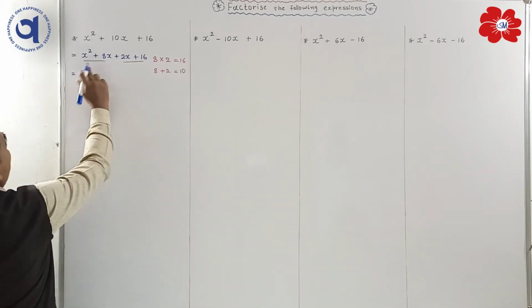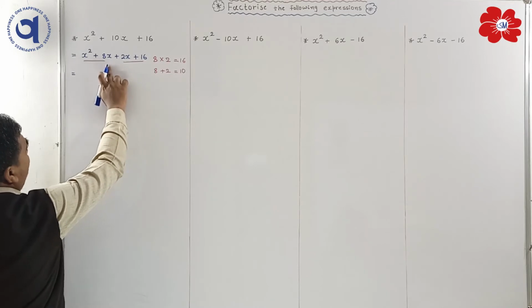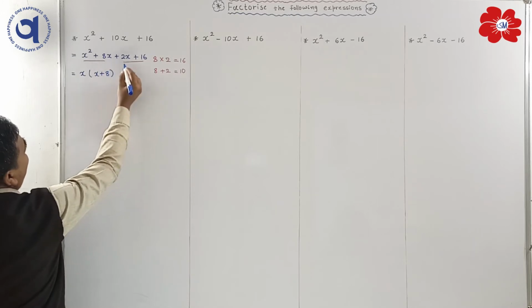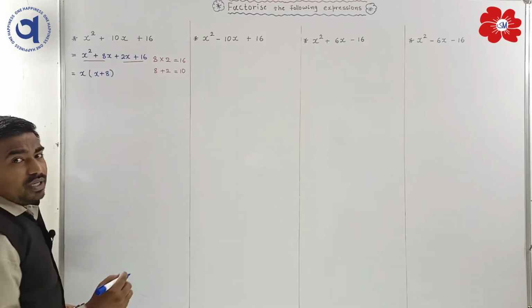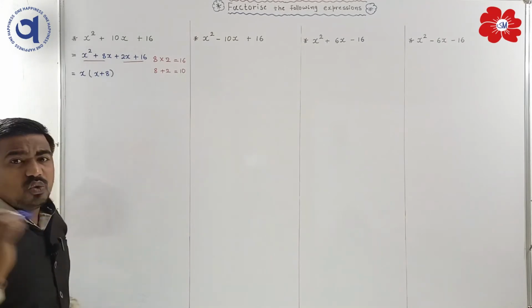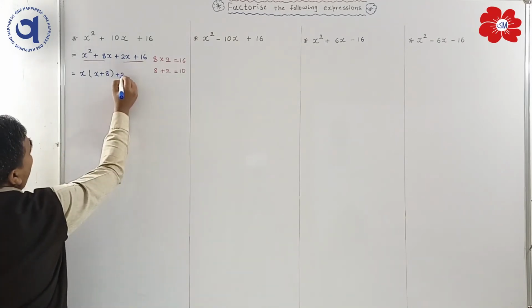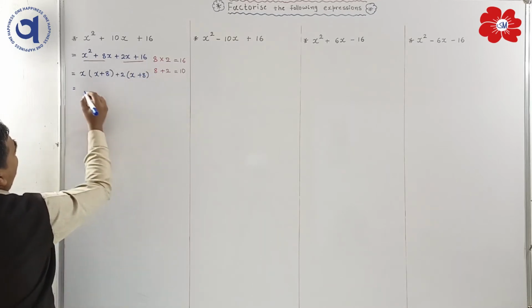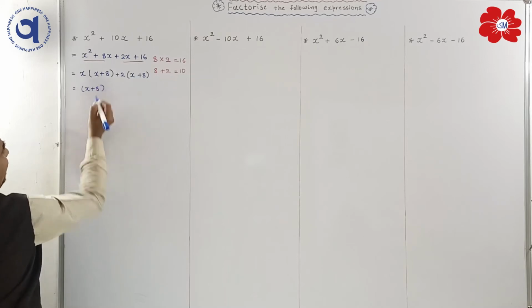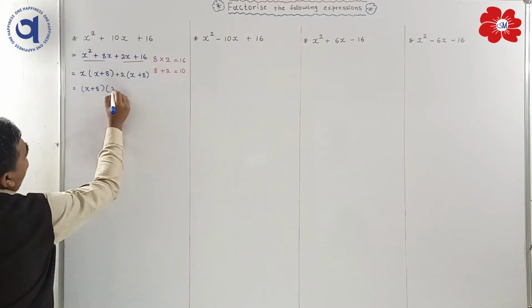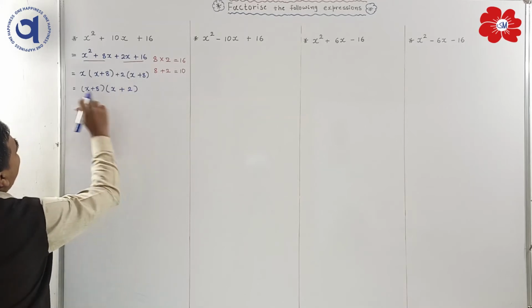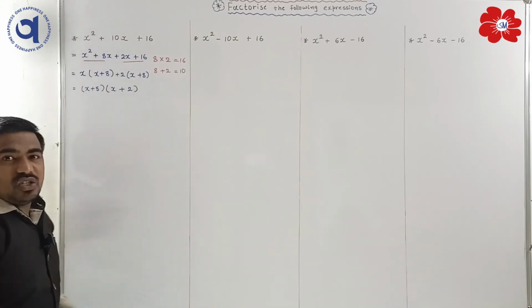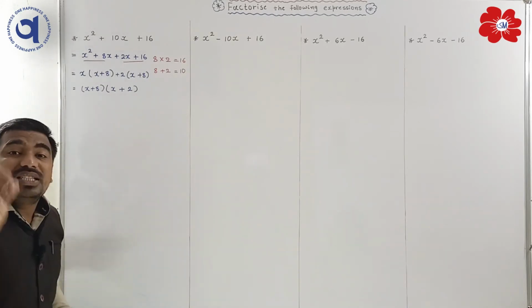Here in both terms x is common. So we can write x into x plus 8, and in these two terms 2 is common. Why? 2 8s are 16. We take 2 common, so we can write x plus 8. Here x plus 8 is common. So we write x plus 8, and the second is x plus 2. The remaining terms are written in another bracket. So this is our factorization of x square plus 10x plus 16.